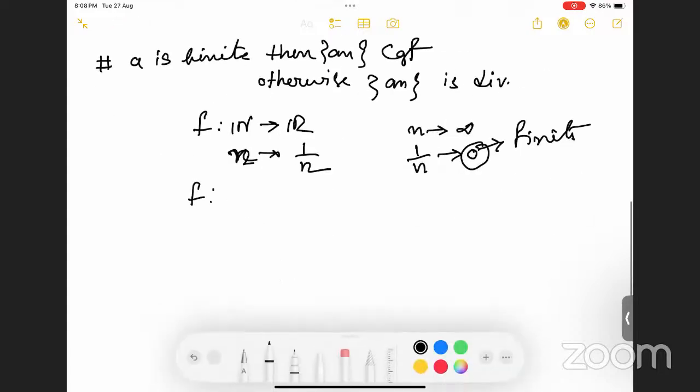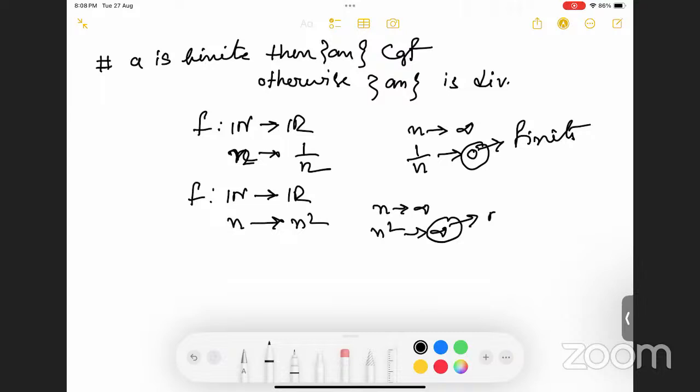Now we can define another function from N to R such that n goes to n square. In that case, when n tends to infinity, n square will again tend to infinity, right? This is not a finite number. So this sequence is divergent.